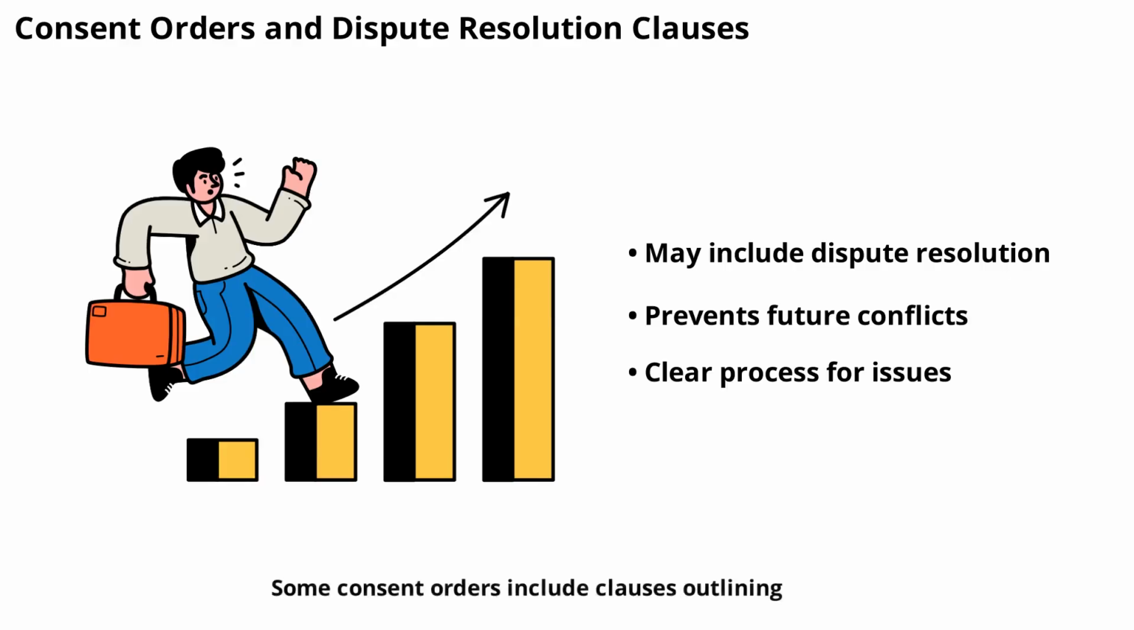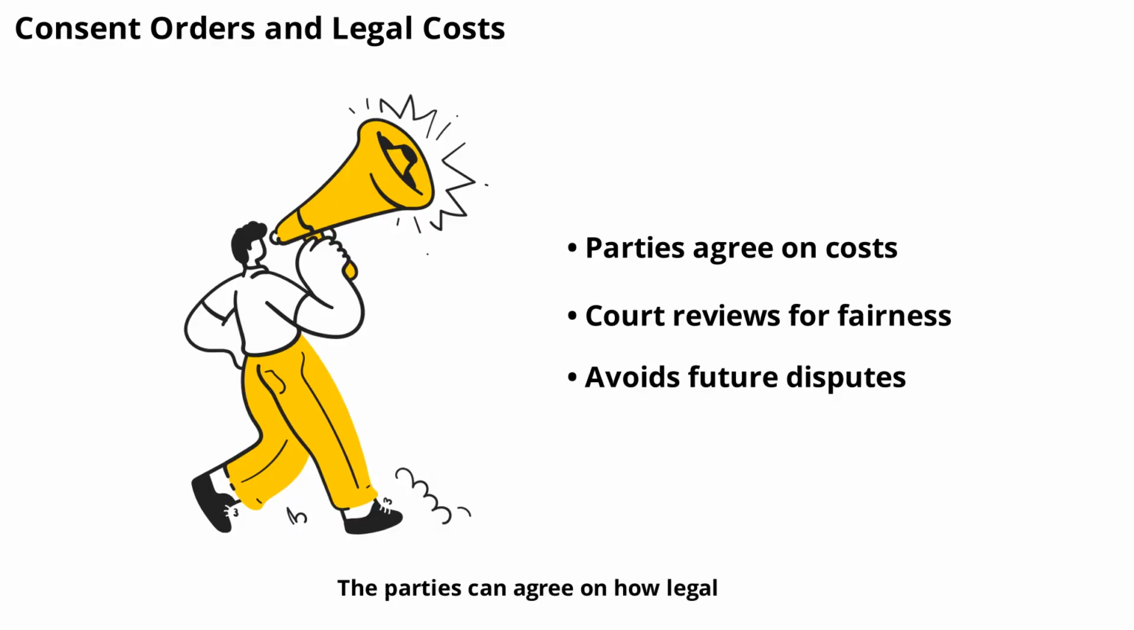Some consent orders include clauses outlining how future disputes will be resolved. This might involve mediation, arbitration, or returning to court. Including a dispute resolution clause can help prevent future conflicts and provide a clear process for addressing any issues that arise. The parties can agree on how legal costs will be handled in a consent order. Sometimes, each side pays their own costs, or one party may agree to cover certain expenses. The court will review these arrangements to ensure they're fair. Clear agreements on costs can help avoid disputes later on.